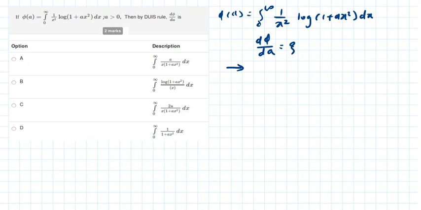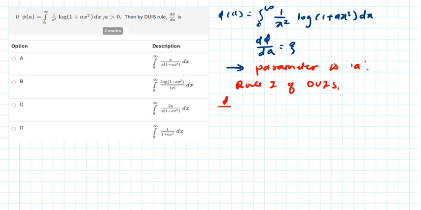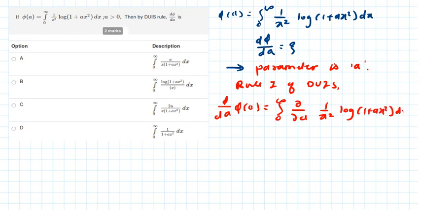Again you need to observe what the limits are. Limits are constants, and the parameter is a. So we can use rule number 1 of DUIS. What does rule number 1 say? You can take the derivative of phi of a with respect to the parameter, so there will be a change in the RHS. Take the partial derivative of the given function 1 by x square log of 1 plus a x square dx.